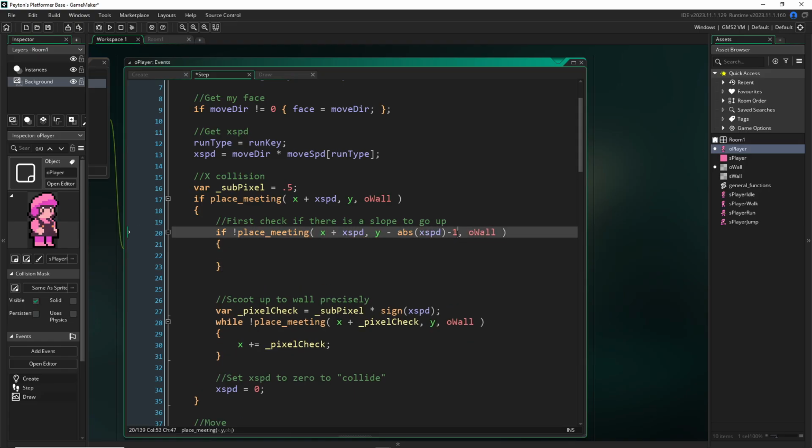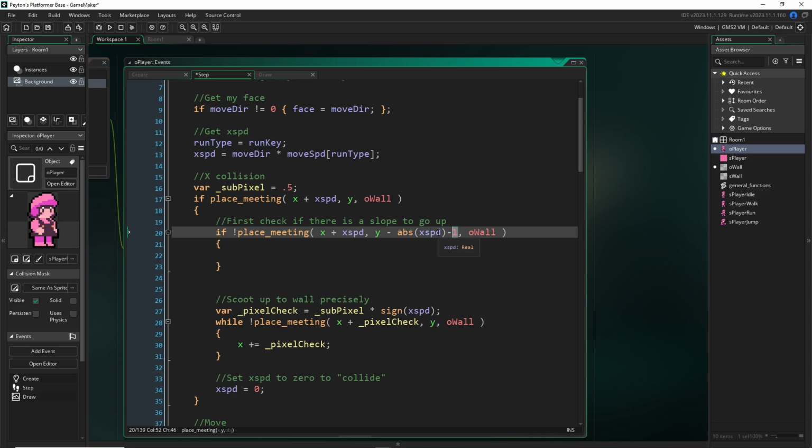Let me explain that really quick. The absolute value of our X speed is just the positive version of our X speed. So even if we're moving to the left and our X speed is negative, we still want to check upwards. So we're subtracting the absolute value of our X speed upwards. And the minus 1 is just a little bit of padding.